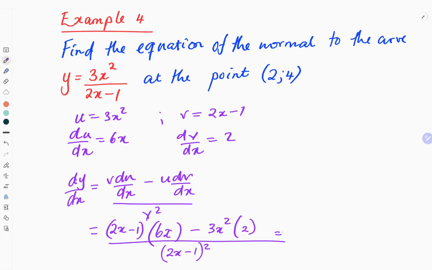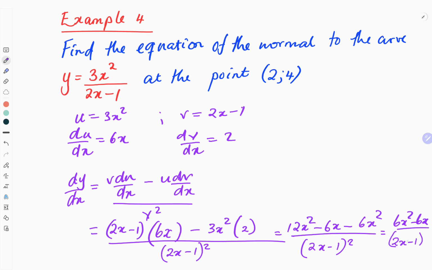And this can be further simplified to become 12x squared minus 6x minus 6x squared, all divided by (2x minus 1) squared, which can be further simplified to become 6x squared minus 6x, divided by (2x minus 1) to the power 2. We can leave it here, or we can factor out 6x on top, and then write down the final answer.